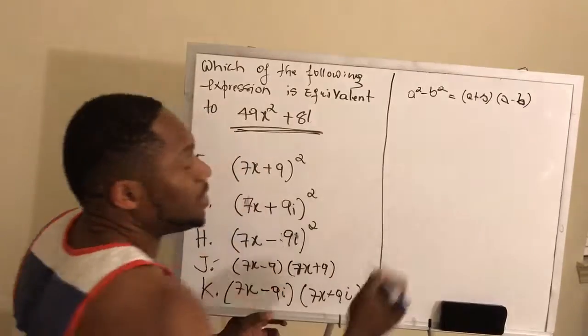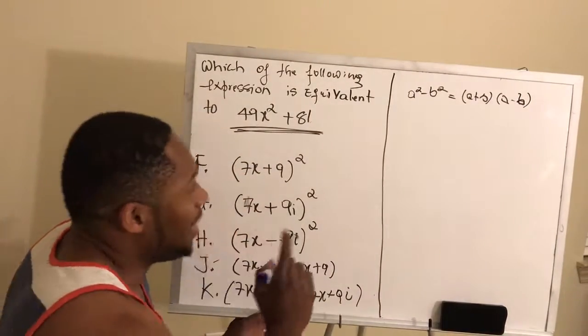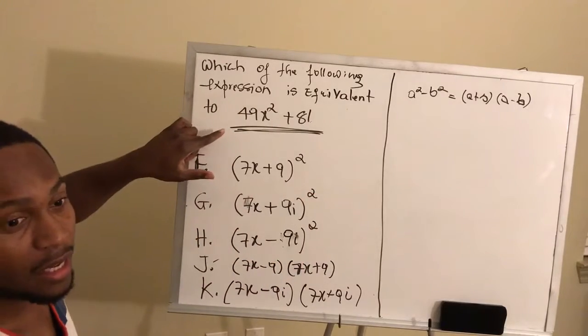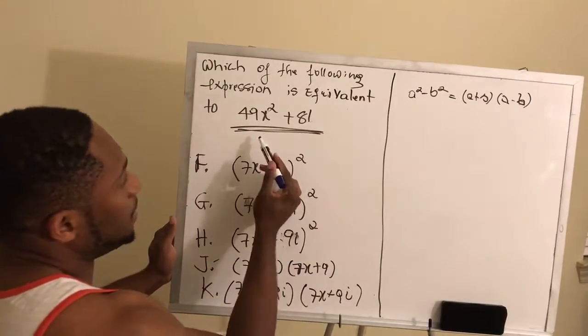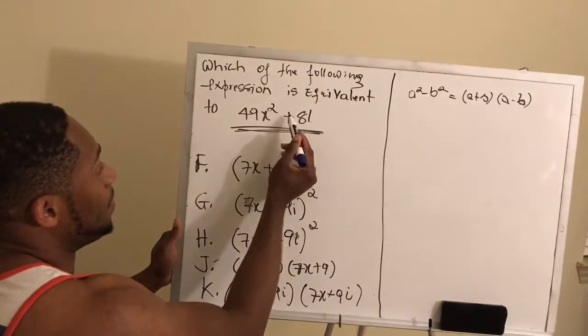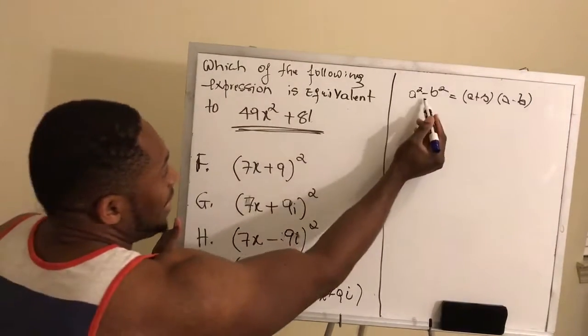And every time we have an expression like this, we know that it's a squared plus b squared. But step back. Notice that here we don't have a negative number.